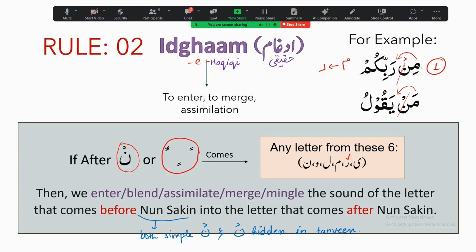So we say mirra, meme and raw, mirra, mirrabbikum, right? Mirrabbikum. I'm not saying min rabbikum. I'm saying mirrabbikum. Okay, so in the next example, again, let's see what happens.